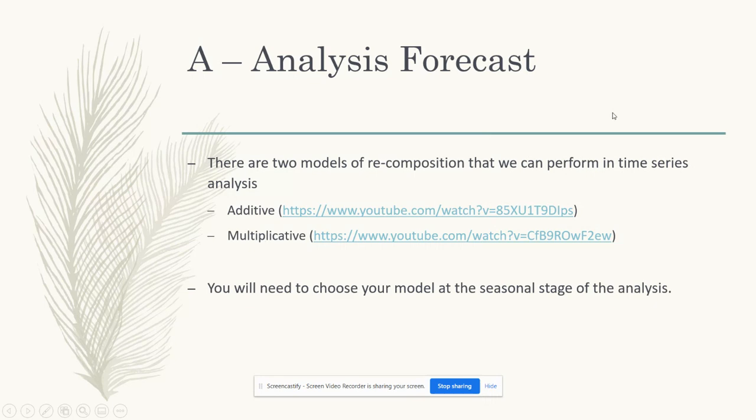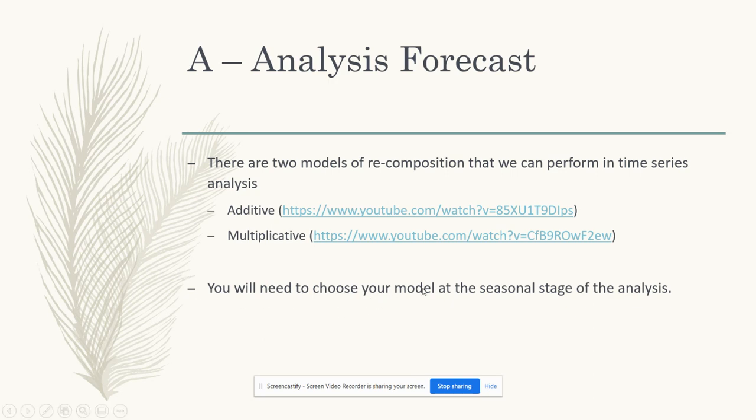Now, one thing that you need to know about the analysis is that there's actually two models for recomposition, and this actually applies through our seasonality and through our recomposition and our forecast. These are the additive model and the multiplicative model. Understanding the additive model and understanding the multiplicative model and which one is the best one to use for your data set, that is an extended level of discussion that pushes you up towards excellence. There are two videos here that talk about the two different model types and when to use them. I would encourage you to do that if you are moving through to excellence.